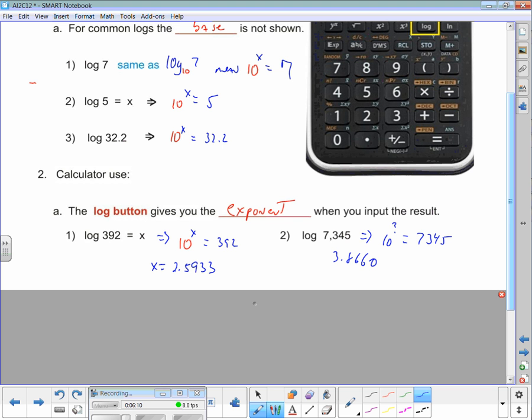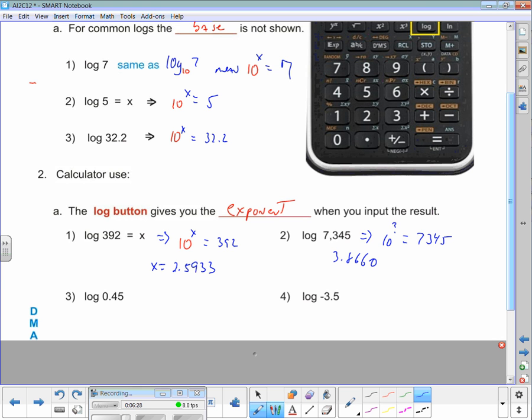How many of you have to punch the log button first? Okay, does anybody do the number first and then the log button? All right, just the older type calculators, most of them do it the other way now. I actually like the older ones. I think they're easier to work. All right, piece of cake.